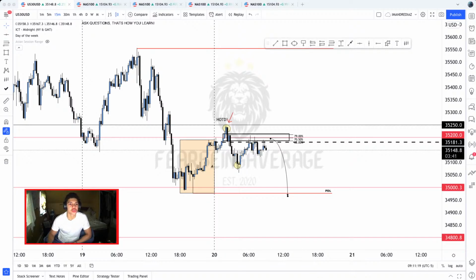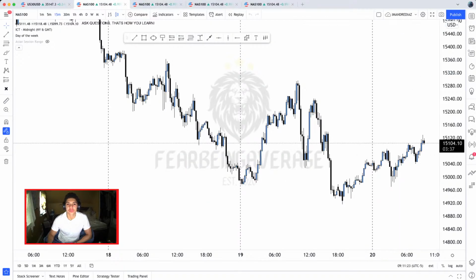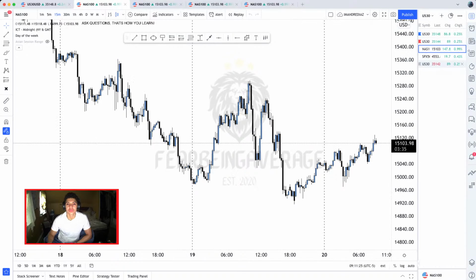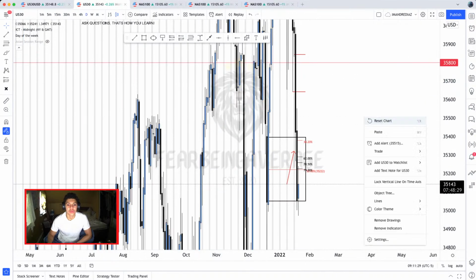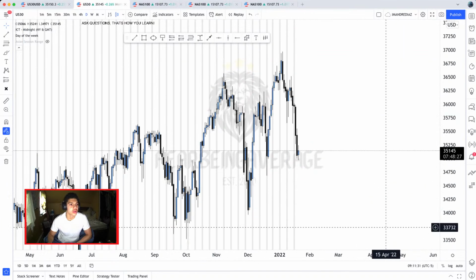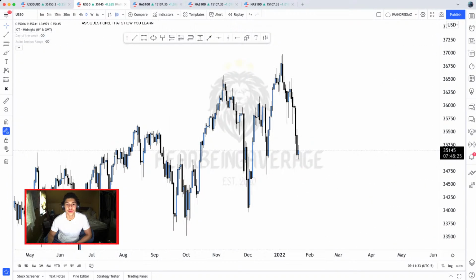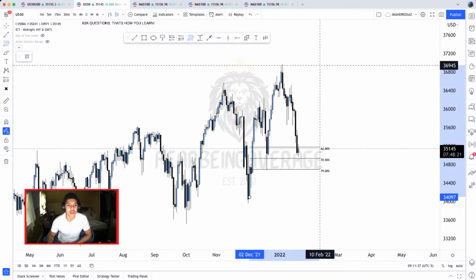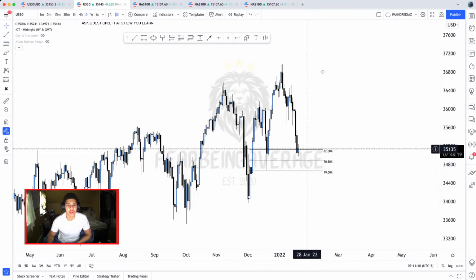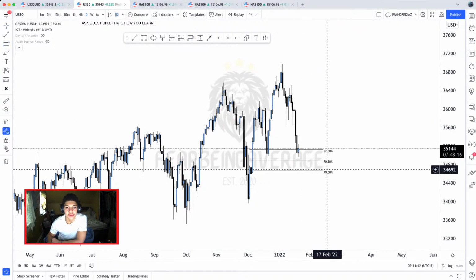Alright, so we got these potential shorts. Now let's make our way on to the higher time frame. Based on the daily, we are going to look at it like this. I'm going to pull my fib from this low down here, the start of this major move, to this high. I see that we are currently respecting the 62% of this fib.